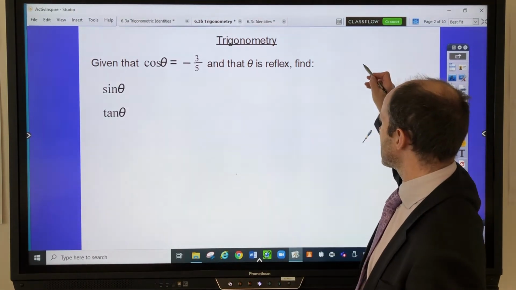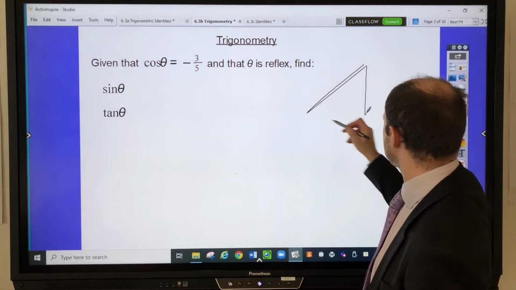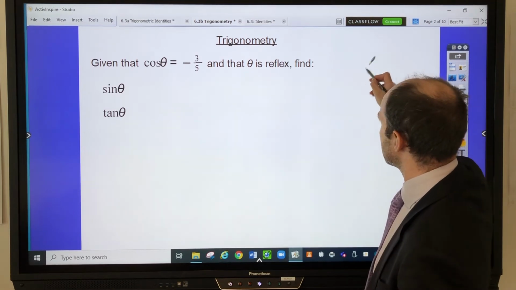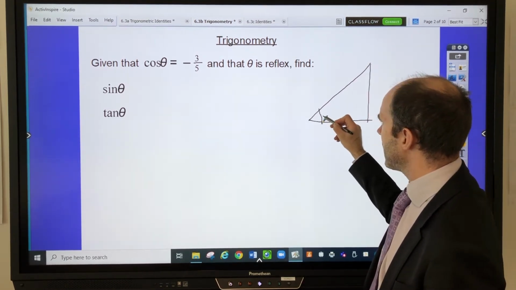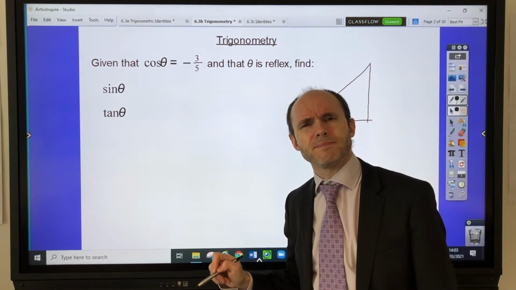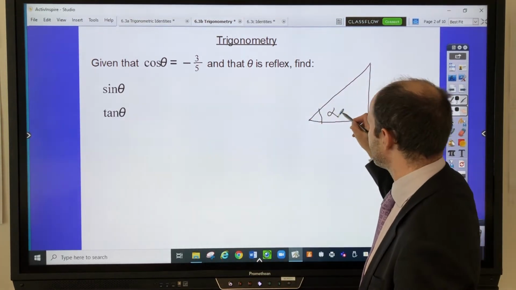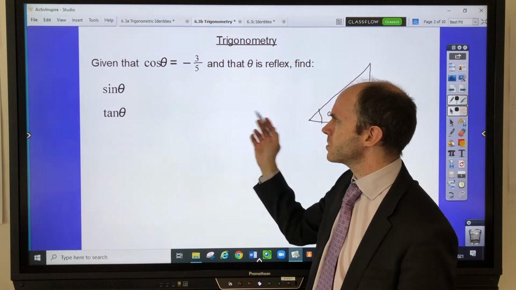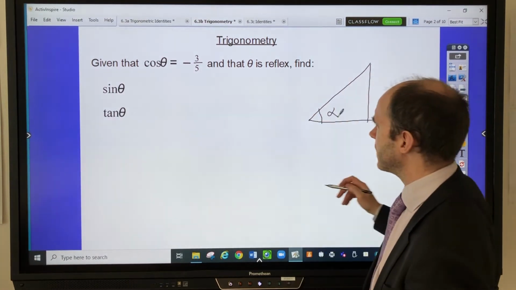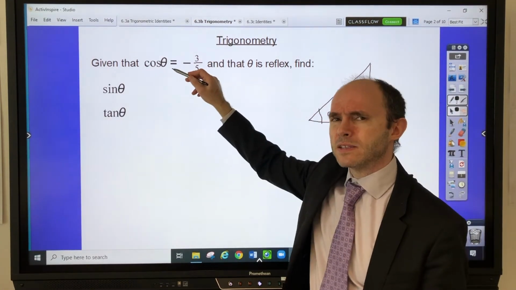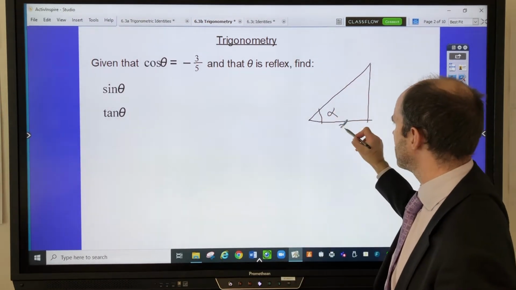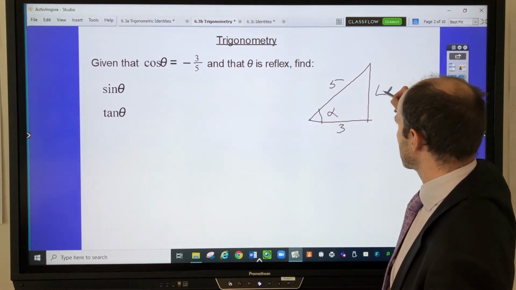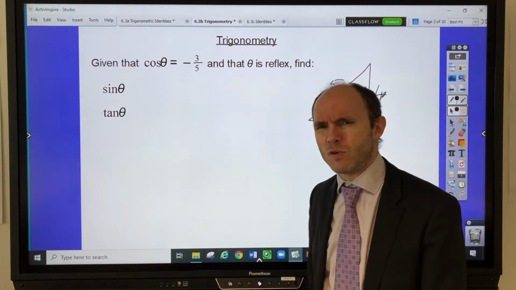So if I use the same approach, here we go. Let's try it again. Right, if I use the same approach, that is not a reflex angle, is it? No. So I'm going to call that alpha instead, not theta, because theta's got to be a reflex angle. Okay, and I'm going to ignore the negative, all right? But I'm going to go for adjacent over hypotenuse again. So 3/5, and that's got to be 4 because it's basically the same 3, 4, 5 triangle.